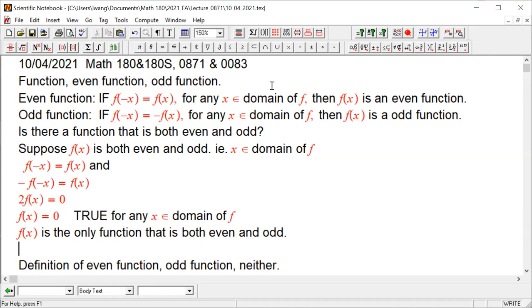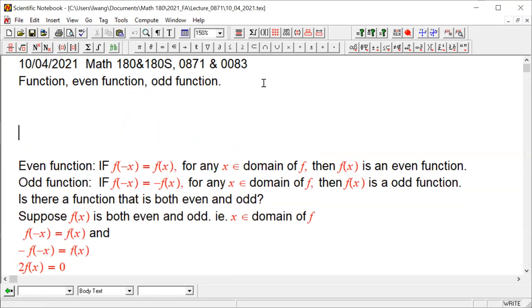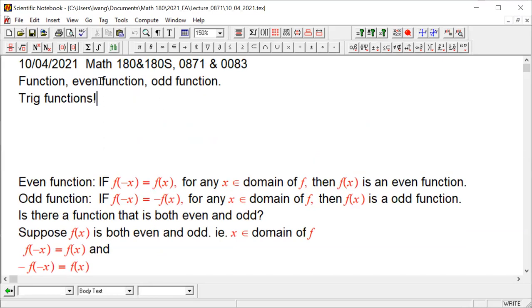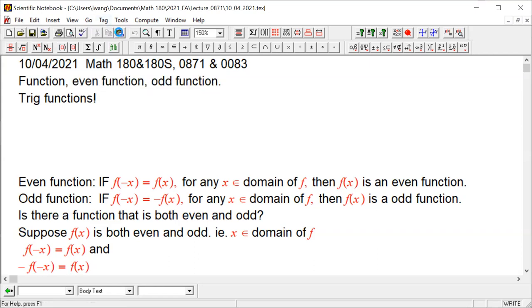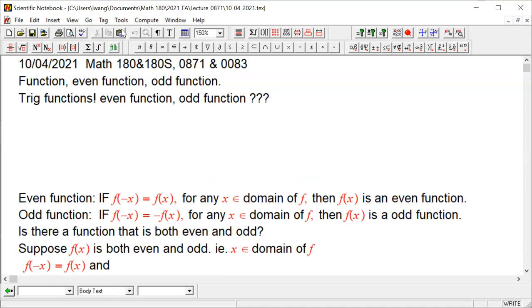But next I really want to get to our trig functions. Trig functions: even, odd, or neither. Let's start with sine.